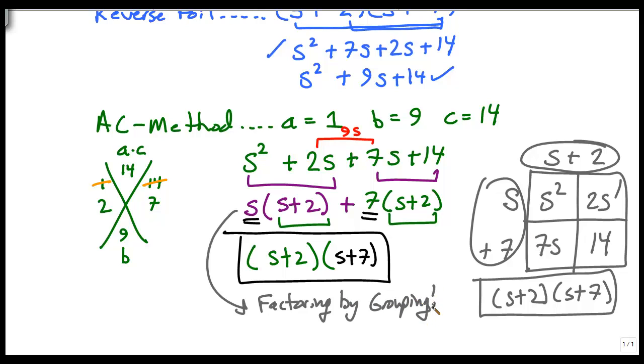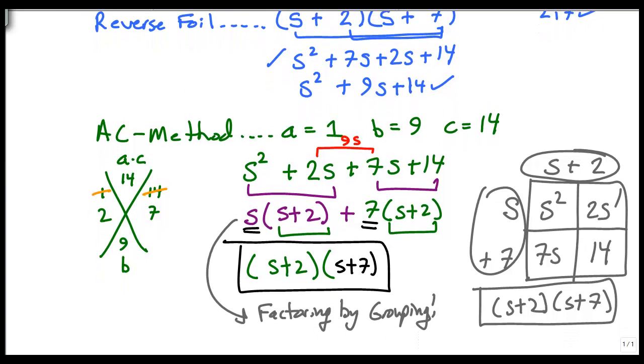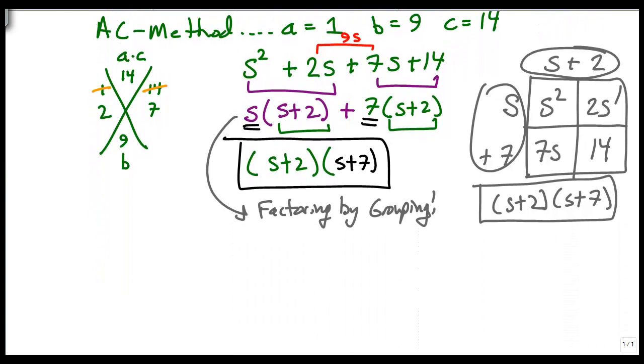But I would guess that a combination of things would be really helpful. So for instance, if you see anything that works really quick by reverse FOIL, you would take that method. But if you don't see anything that will work with reverse FOIL, you'd choose another method. Okay, let's try another problem.